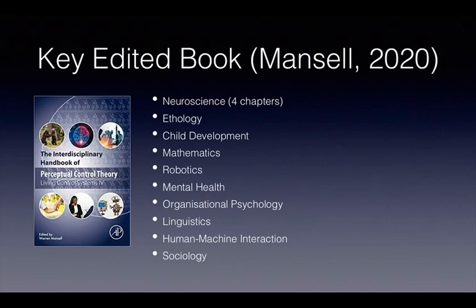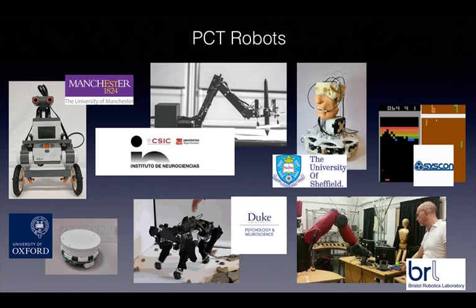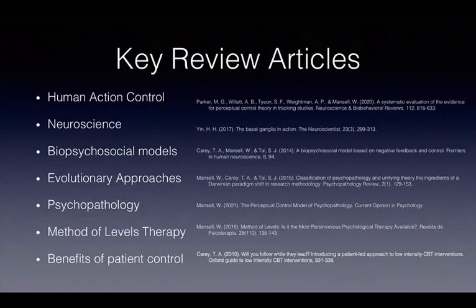I'm not going to cover the whole interdisciplinary range of work drawn from perceptual control theory, but an edited book last year has a sample of these, and we're working on volume 2 at the moment. I'm also not going to cover robotics, but PCT robotics is an emerging area where research groups across the world are building robots, simulations based on PCT. And these are, in many cases, proof of concept of these basic principles.